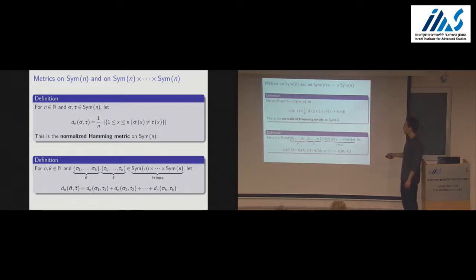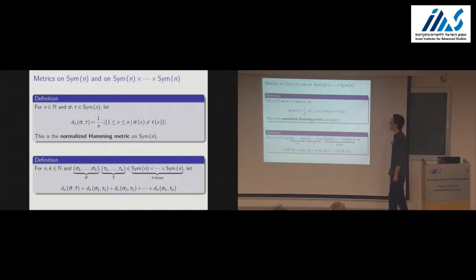I would also like to have a distance between tuples of permutations. So if I have k permutations in S_n, and let's call them sigma 1 up to sigma k, and also tau 1 up to tau k, again, all of them in the symmetric group of size n, then I say that the distance between those k-tuples is just the sum of the respective distances.